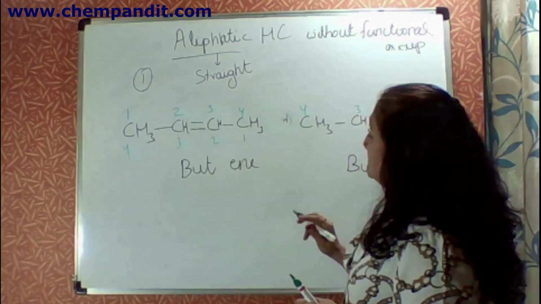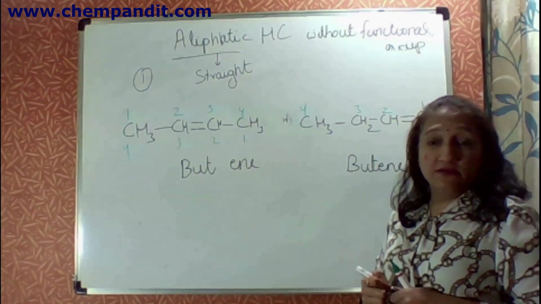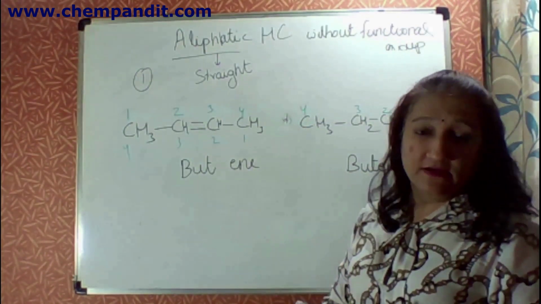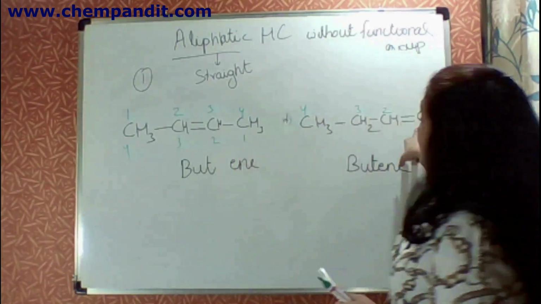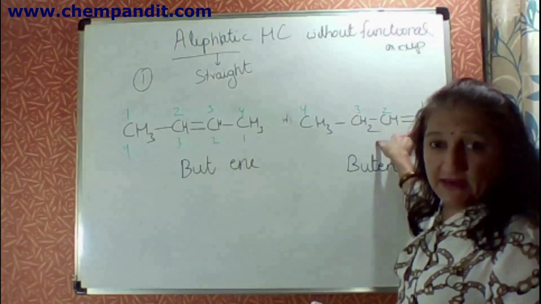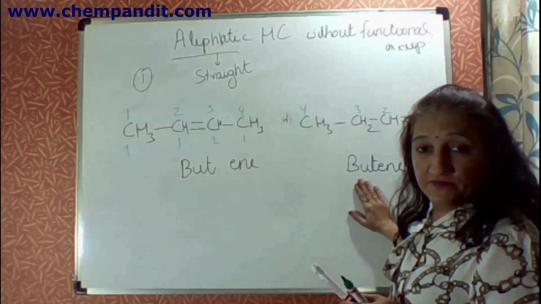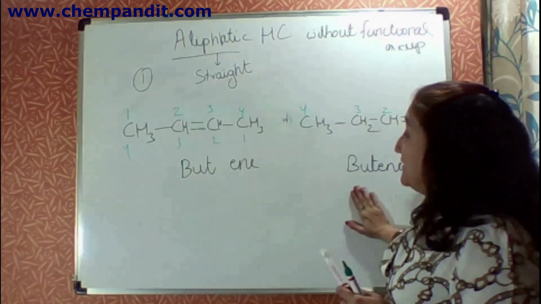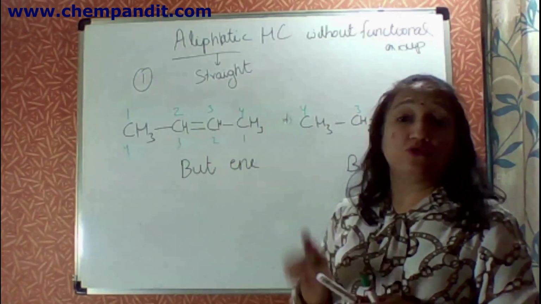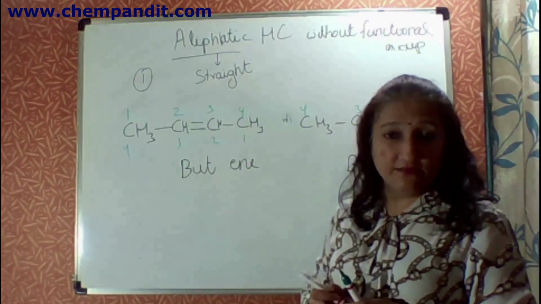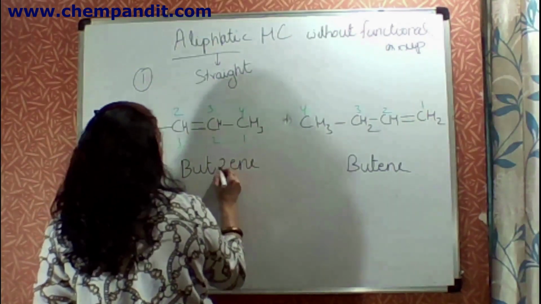But in this case, the position of the carbon double bond is to be mentioned. This is mandatory. When the double bond or triple bond falls on the first carbon atom, then you can write it as butene. No issues. But if the double bond is somewhere in between, it is mandatory to mention the number of the carbon atom on which the double bond is present. So we will write the name as but-2-ene.